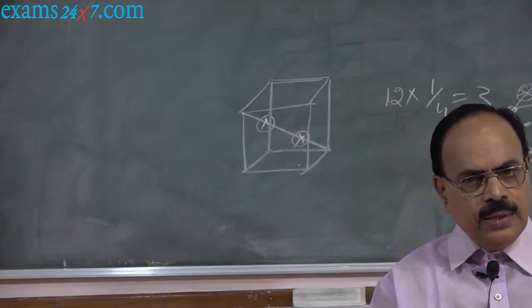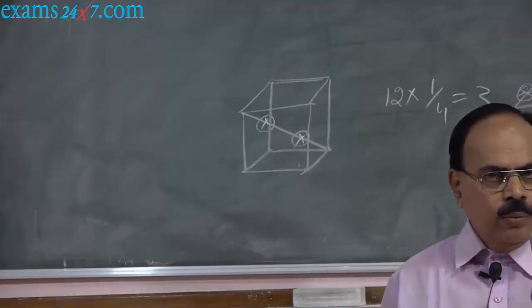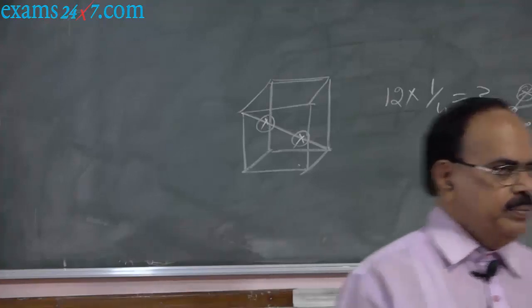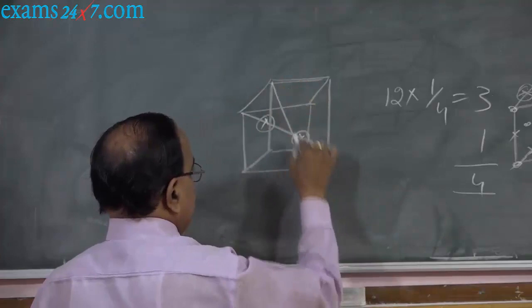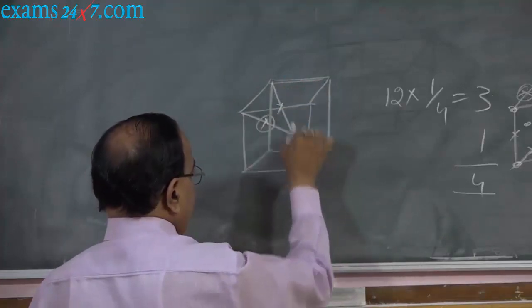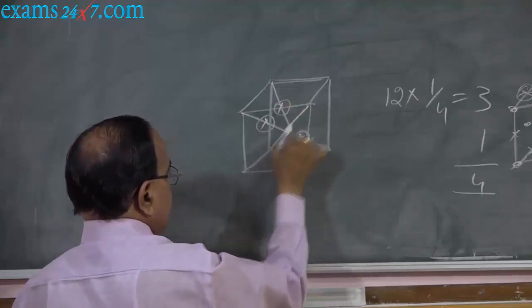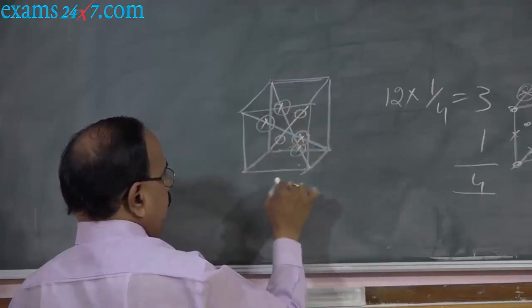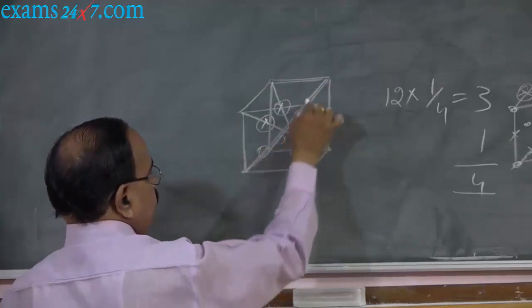How many body diagonals are possible? 4 body diagonals are possible. Therefore, total number of tetrahedral voids are 8. So this should be remembered. Now another body diagonal I can write like this. So its location will be here, and these are the 2 tetrahedral voids. One more body diagonal I can write like this. These are the 2 positions of that. And one more, of course, cannot be shown clearly here.